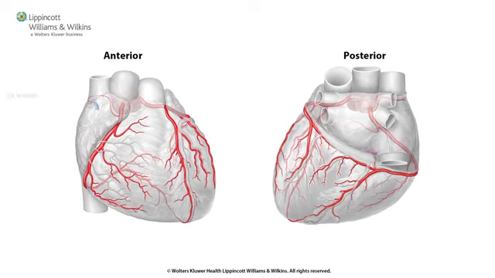It's also worth mentioning that the sinoatrial node and the atrioventricular node are usually supplied by a branch from the right coronary artery. So an RCA infarct can affect the SA node and cause bradycardia, or it can affect the AV node and cause an AV node block.